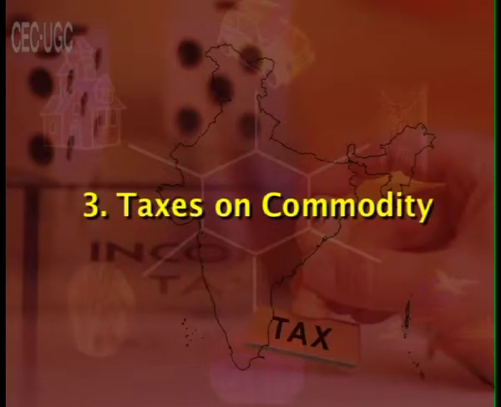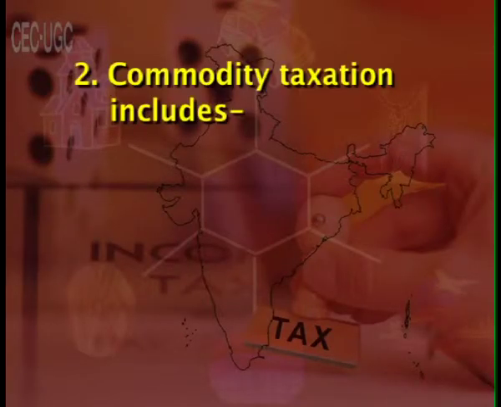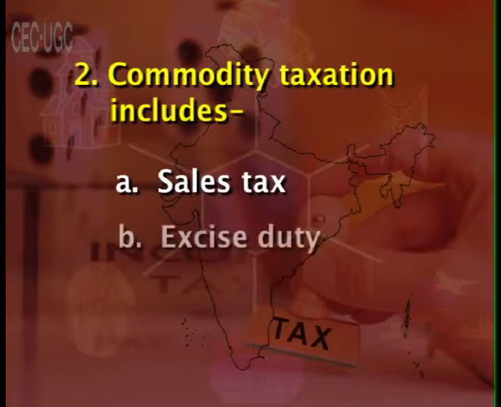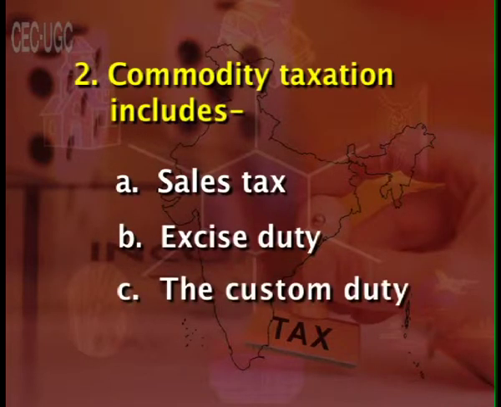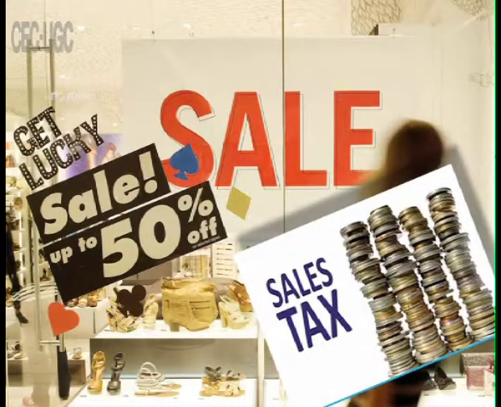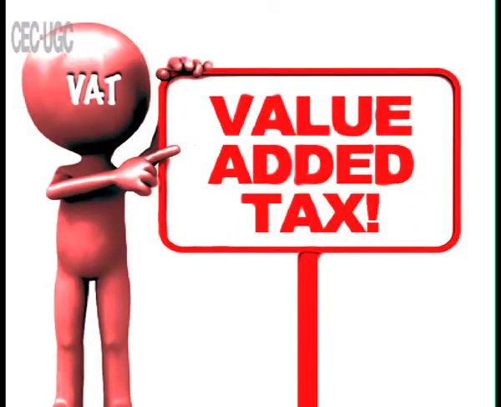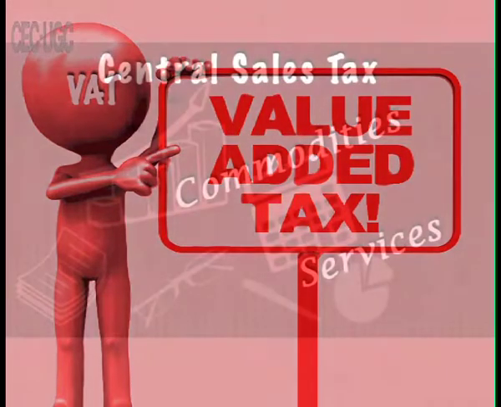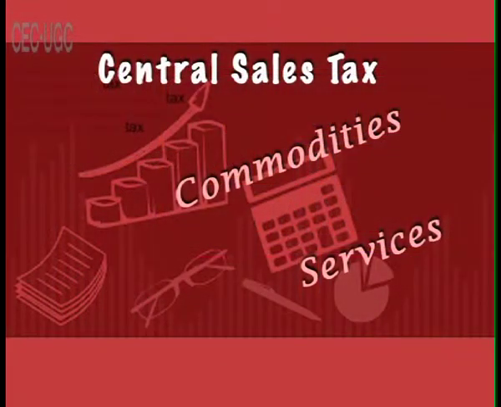We have seen the taxes on income and taxes on property. The last one is the taxes on commodities. Commodity taxation includes sales tax, excise duty and the customs duty. Sales tax is imposed on commodities like the sales made. Sales tax is levied by the state and central government on the specified commodities for the two governments respectively, of which VAT, value added tax, is the best example of state sales tax. Central sales tax is levied on some commodities and services.